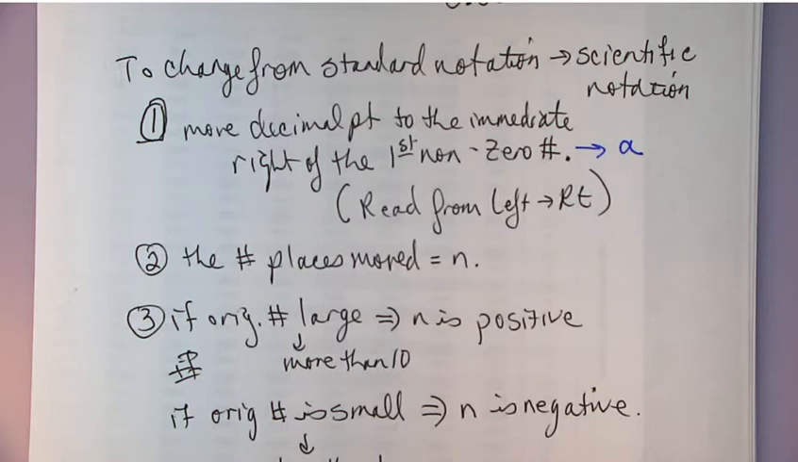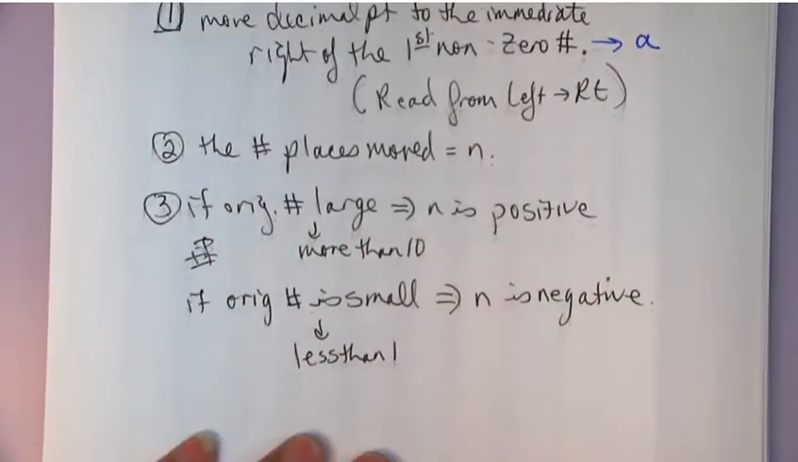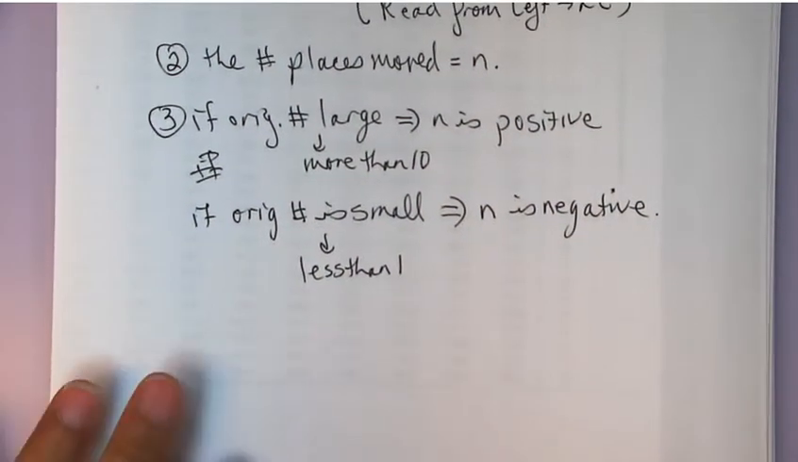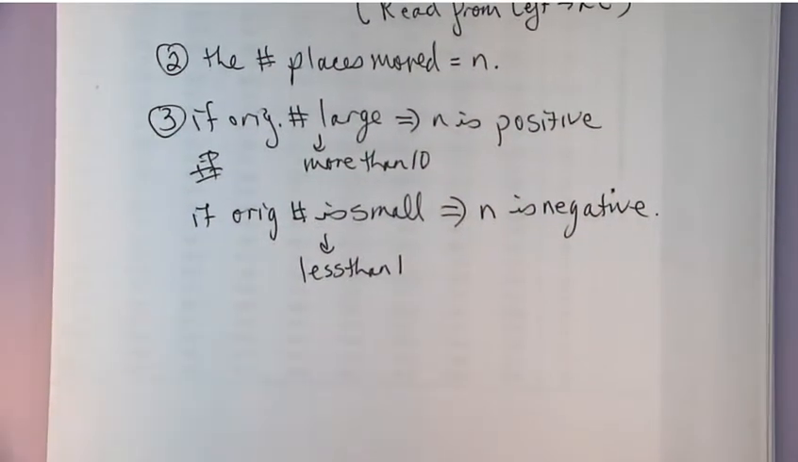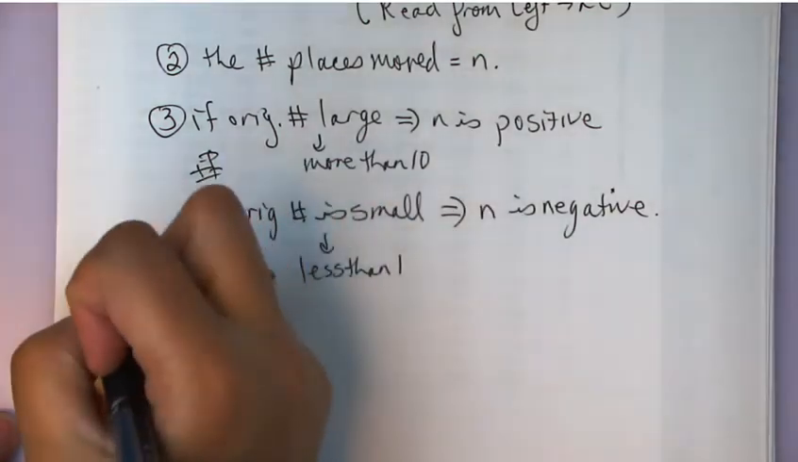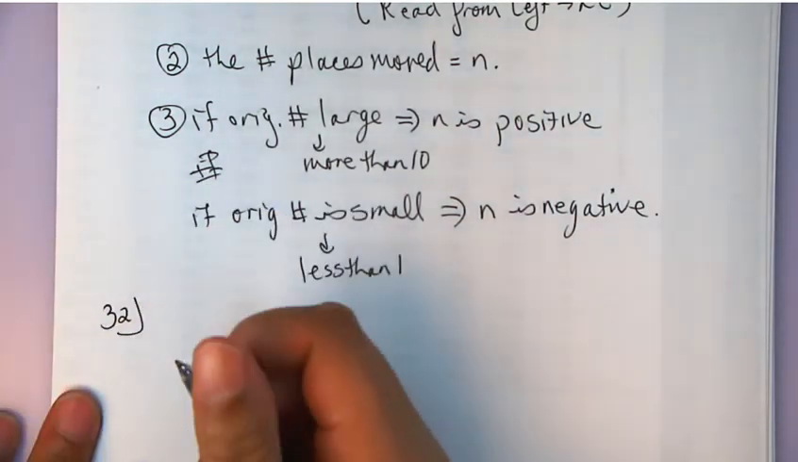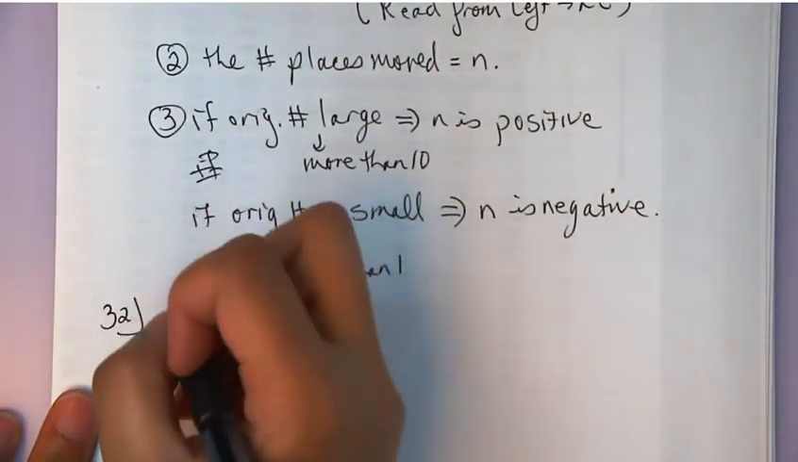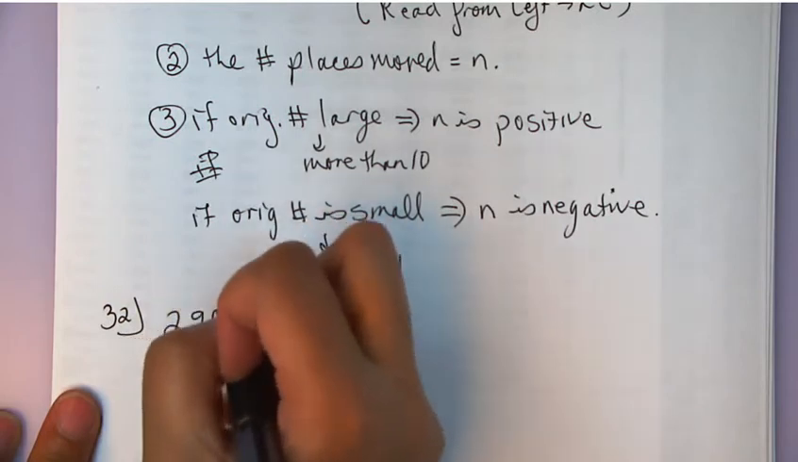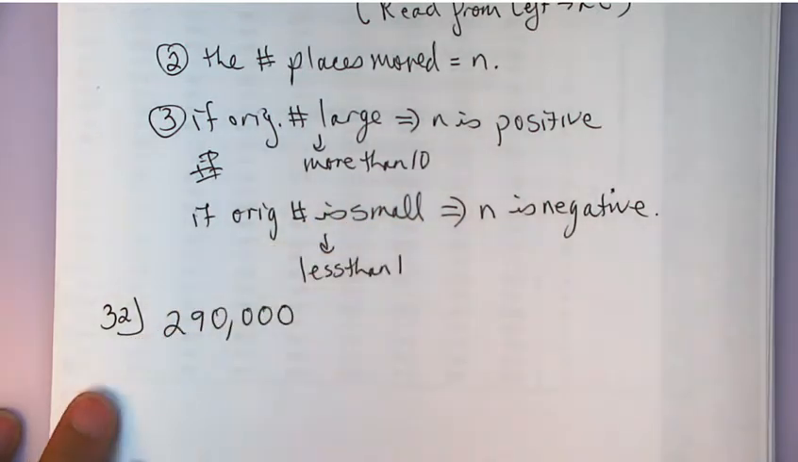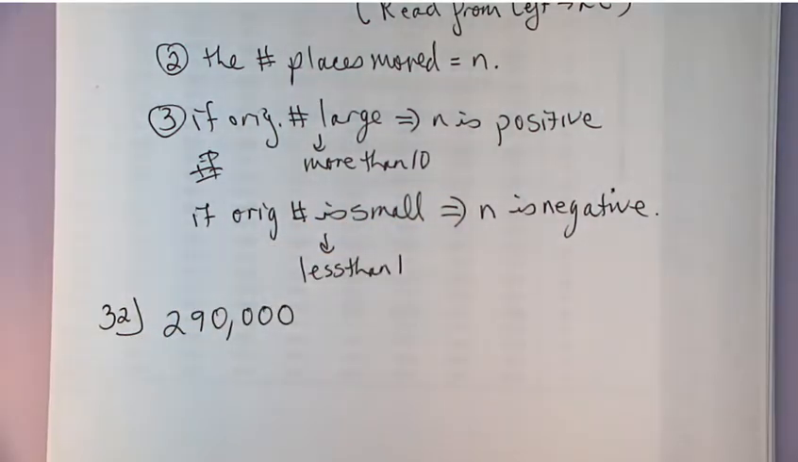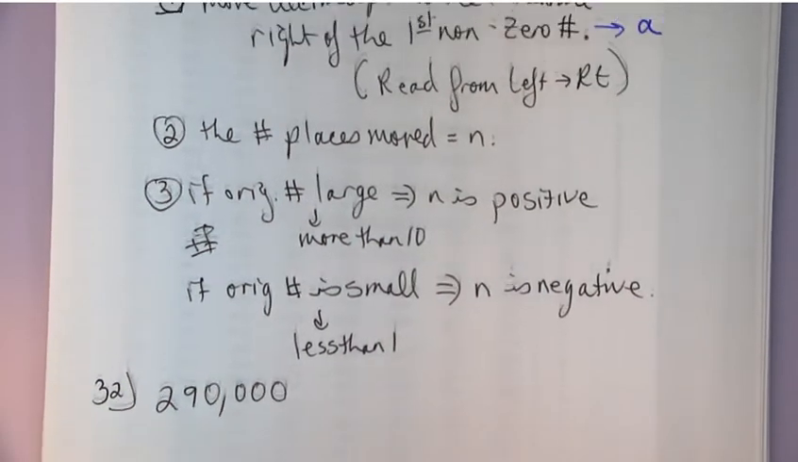Alright, so let's do it. Let's look at number 32. 32 says 290,000. See if you can pause it and try it using the steps that we have written above.